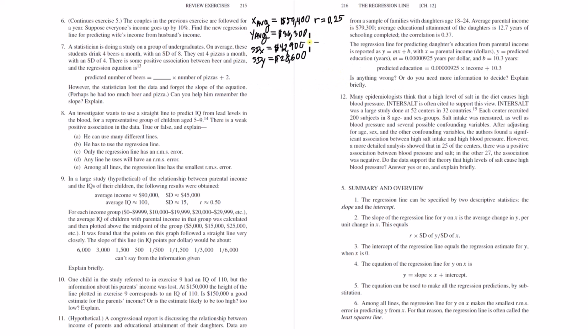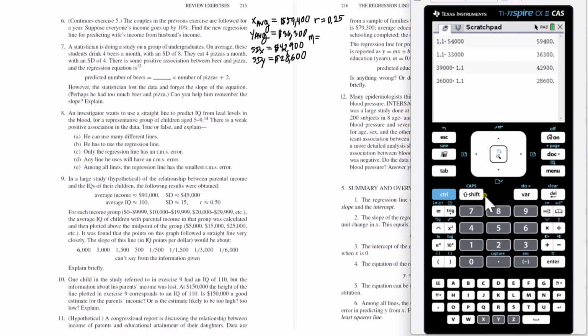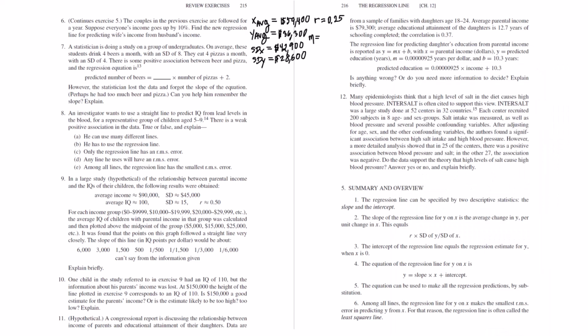Okay, so now what's going to be the slope of this new regression line? We just do R times sigma Y, 28,600, over sigma X, 42,900. So it's the same slope, 0.1667, which makes sense because all we did was scale up the two standard deviations, but the correlation coefficient didn't change. But it's not going to be the same regression equation because we're going to have different intercepts.